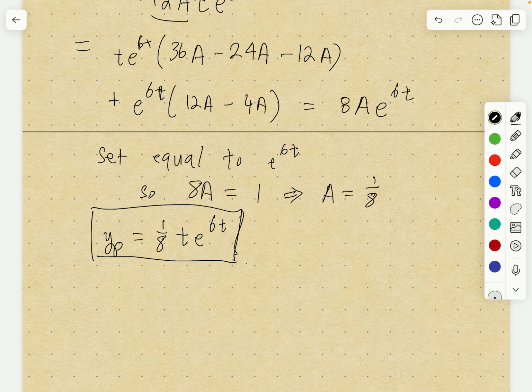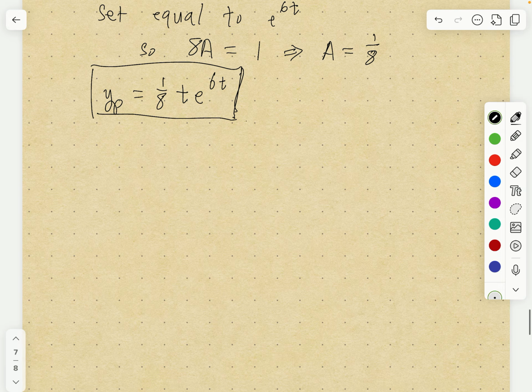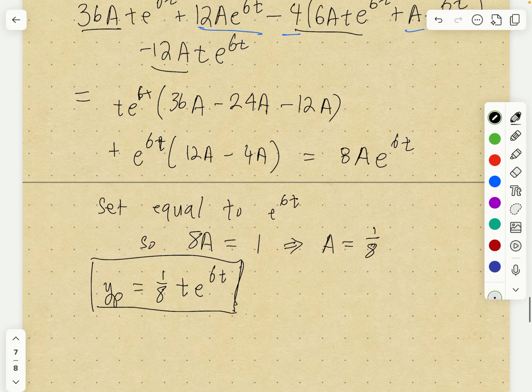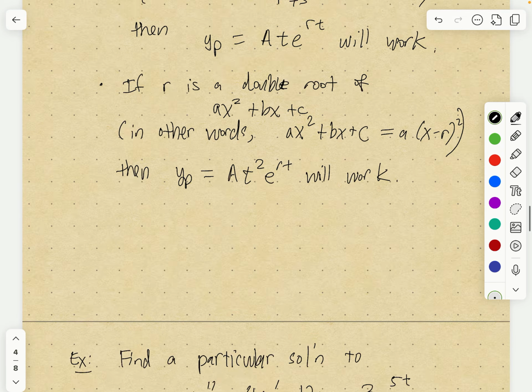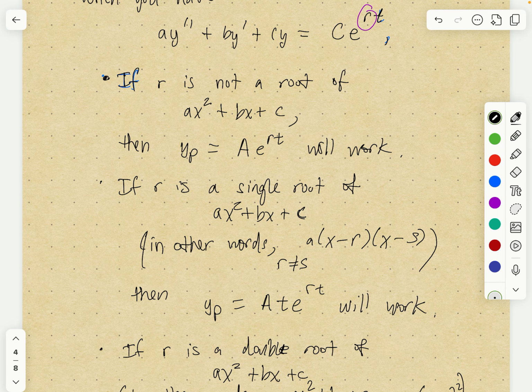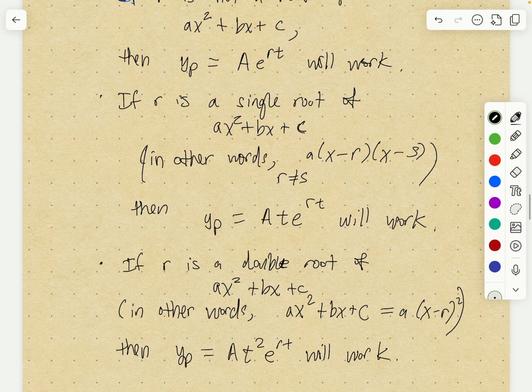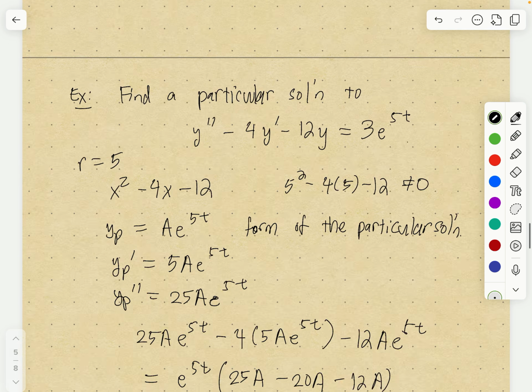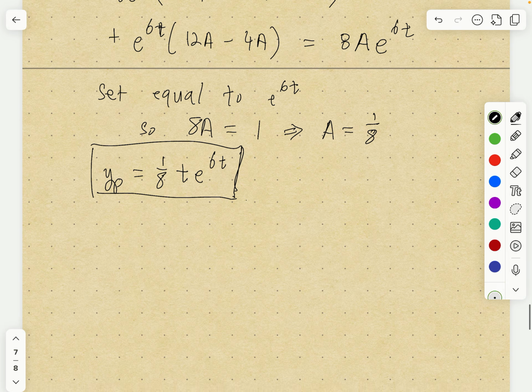So that's exponentials. Did I explain that you have to multiply by, yeah, I did. You have to multiply by t squared when r is a double root, right? I'm not going to do an example of that, but this is what you would do. And well, maybe we'll just do a quick example.